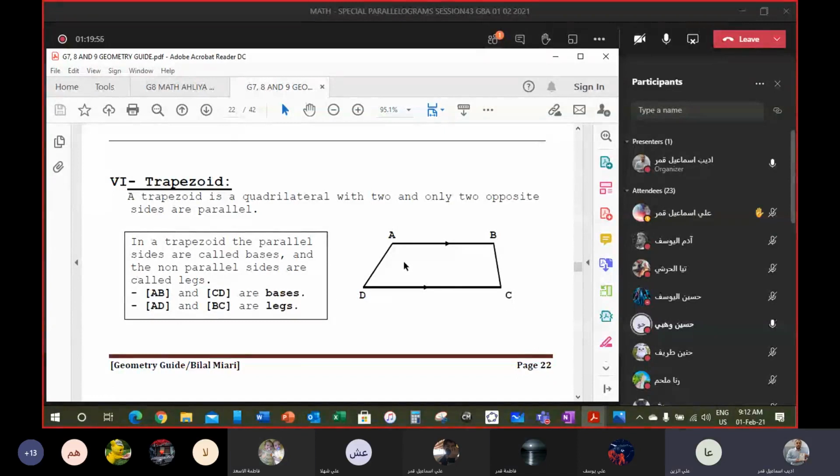In this quadrilateral ABCD, we have AB parallel to CD only. Then this quadrilateral is a trapezoid. If I have AB parallel to DC and AD parallel to BC, what happens? It becomes a parallelogram. In a trapezoid, the parallel sides, AB and DC, are called bases. AB and CD are bases. And the non-parallel sides, AD and BC, are called legs.